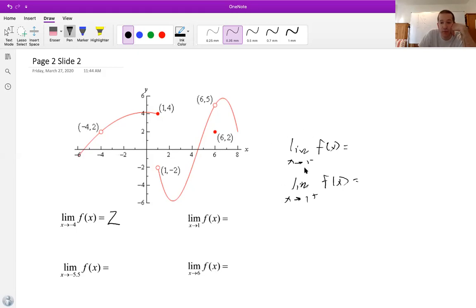So let's start with this one. Limit as x approaches 1 from the left of f of x. So I go to the graph of f of x. I trace it as x approaches 1 from the left, and I see that the y value approaches 4.